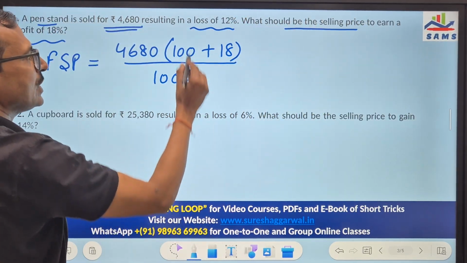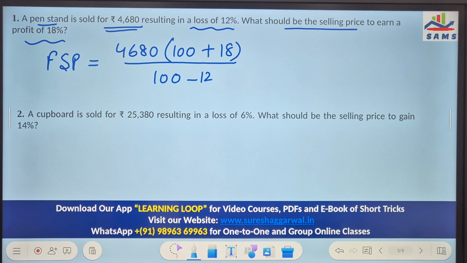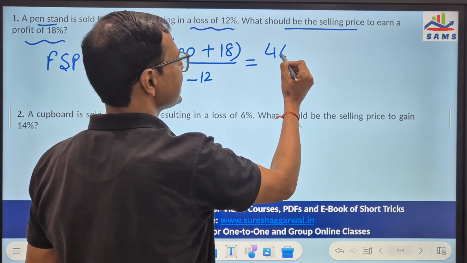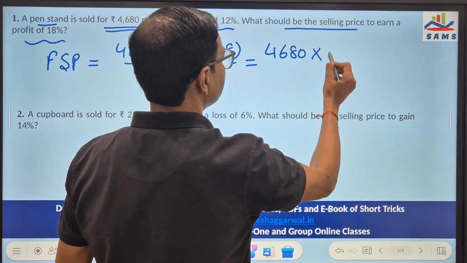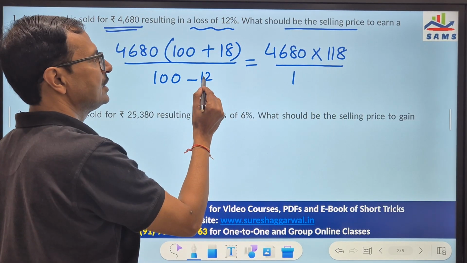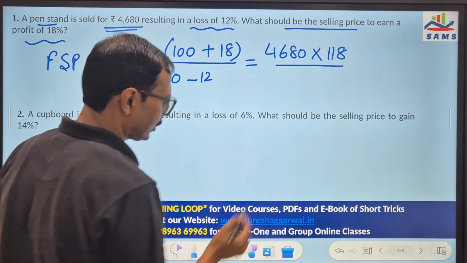Loss is 12, so 12%. Now this is the calculation which we have to do. Just to simplify and make it easier for you, I have already solved it. So 4680 times 118 upon 100, 100 minus 12 is 88.